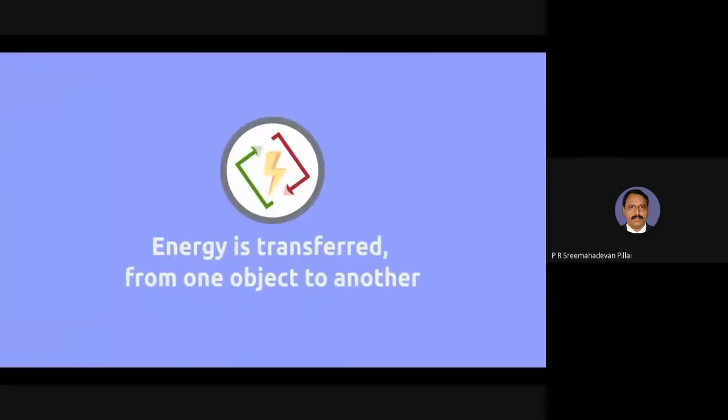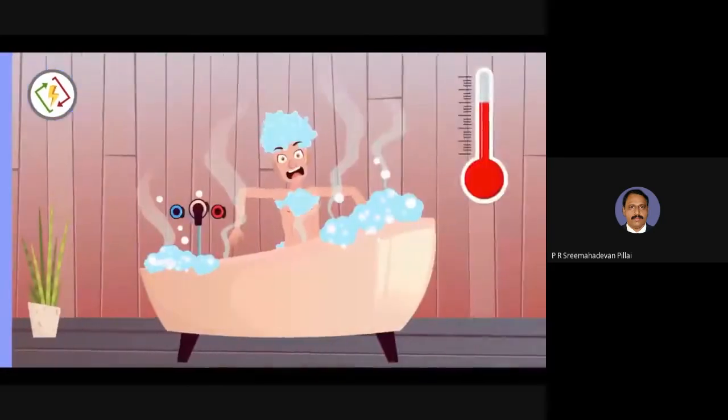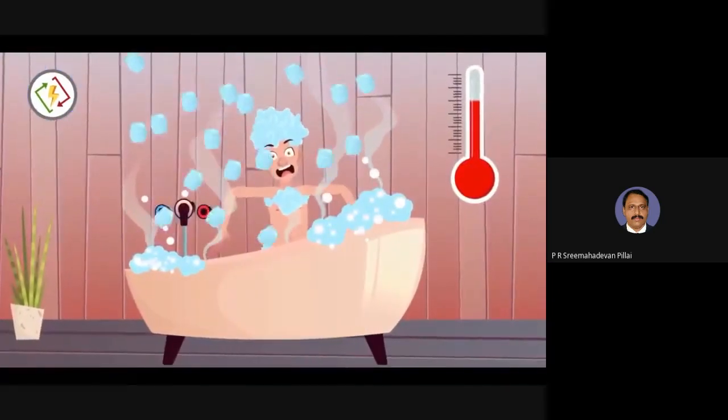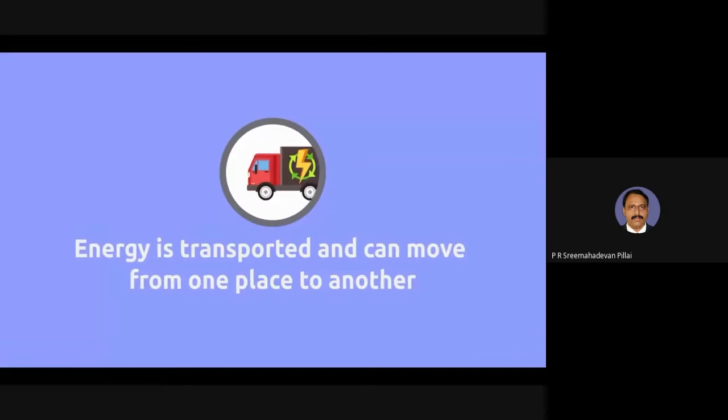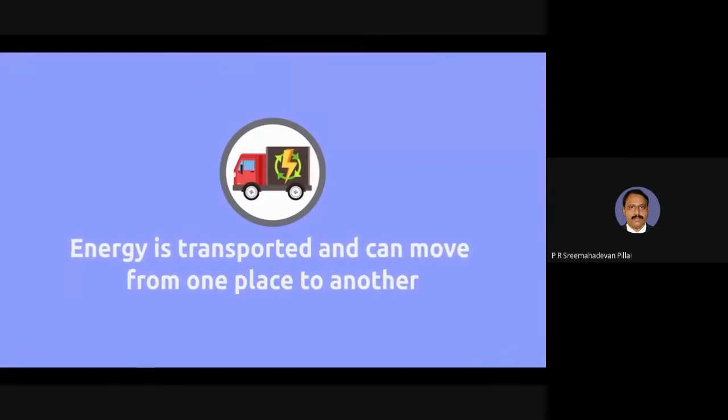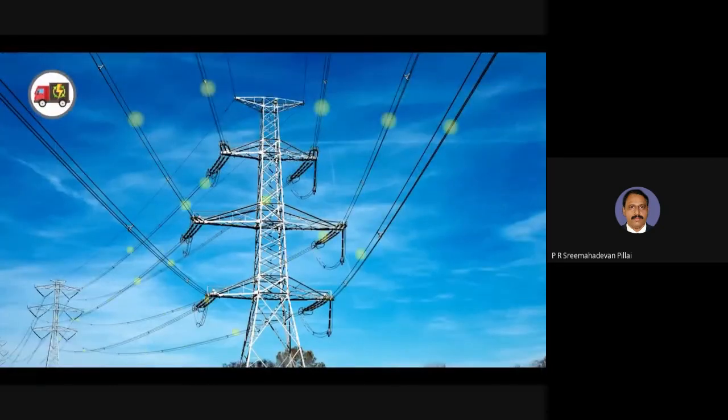Energy is transferred from one object to another. For example, when we mix hot and cold water, thermal energy passes from hot water to cold water. Energy is transported and can move from one place to another. This way, energy travels through electric cables and reaches our houses.